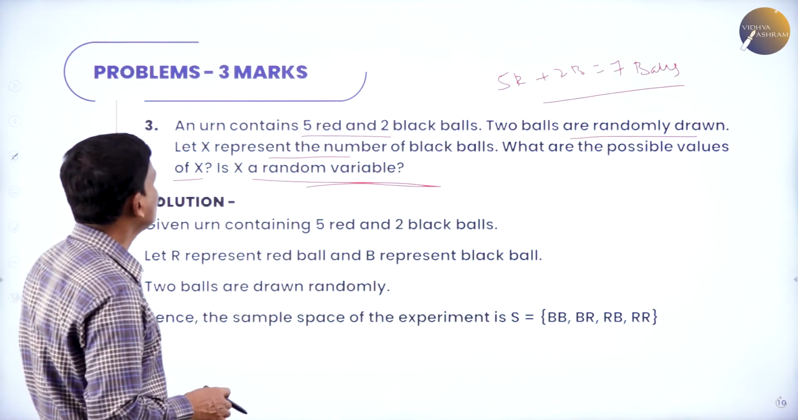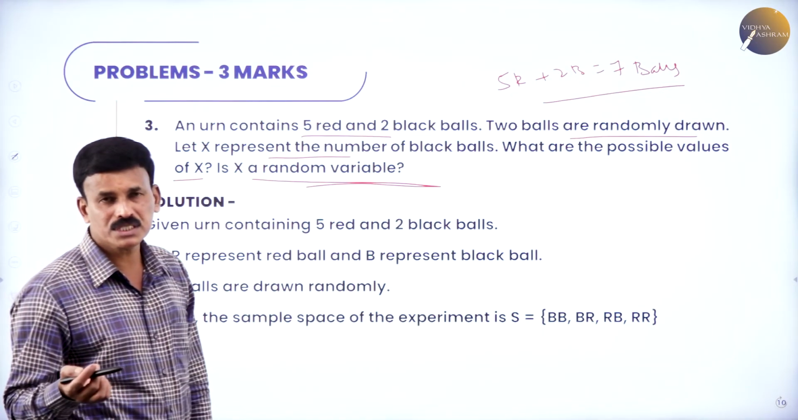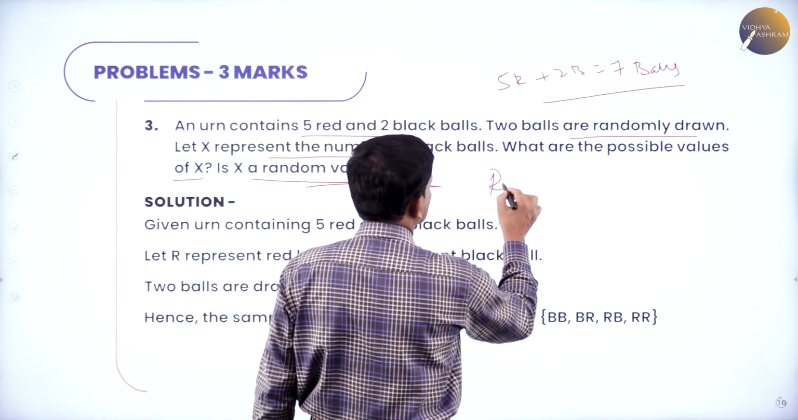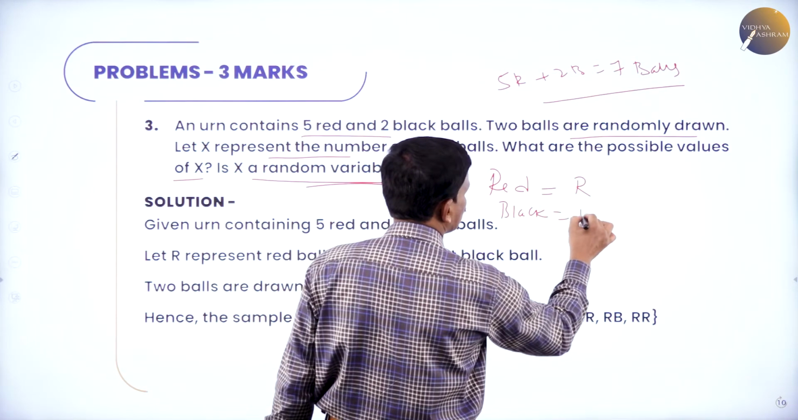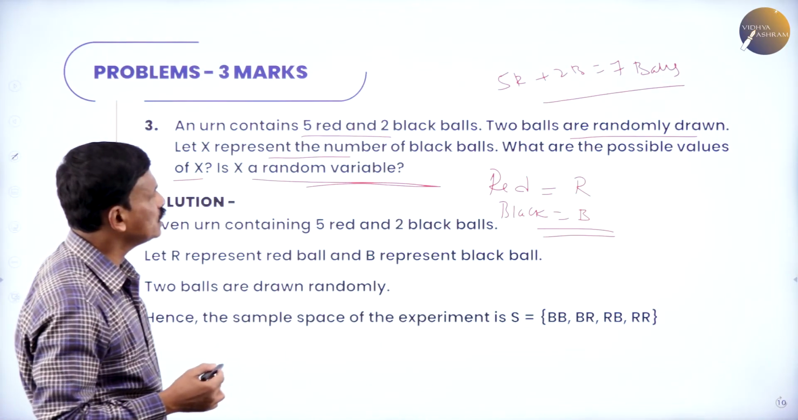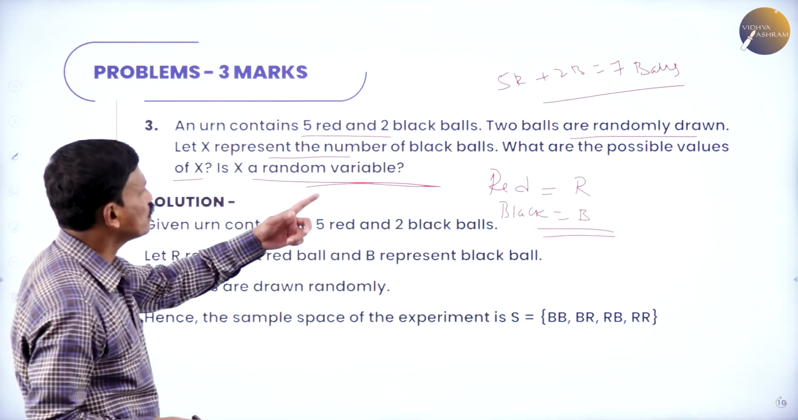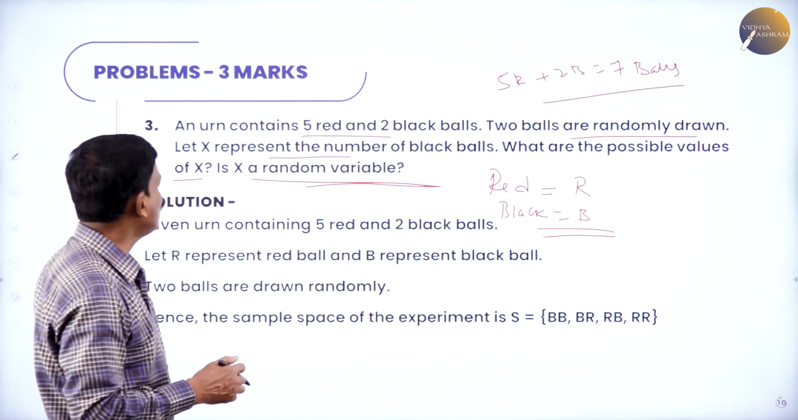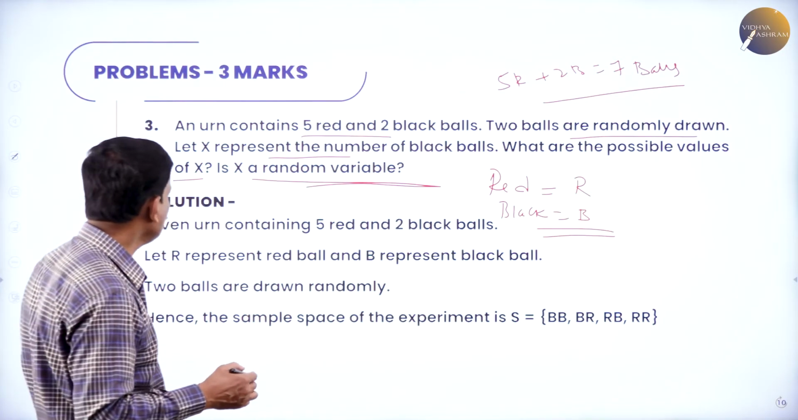An urn containing 5 red and 2 black balls. Let us represent the red balls as capital R and the black balls as capital B. So R and B represent the red and black balls. Totally there are 5 red plus 2 black balls, total is 7 balls. Let X represent the number of black balls. What are the possible values of X? Drawing a black ball, is X a random variable?